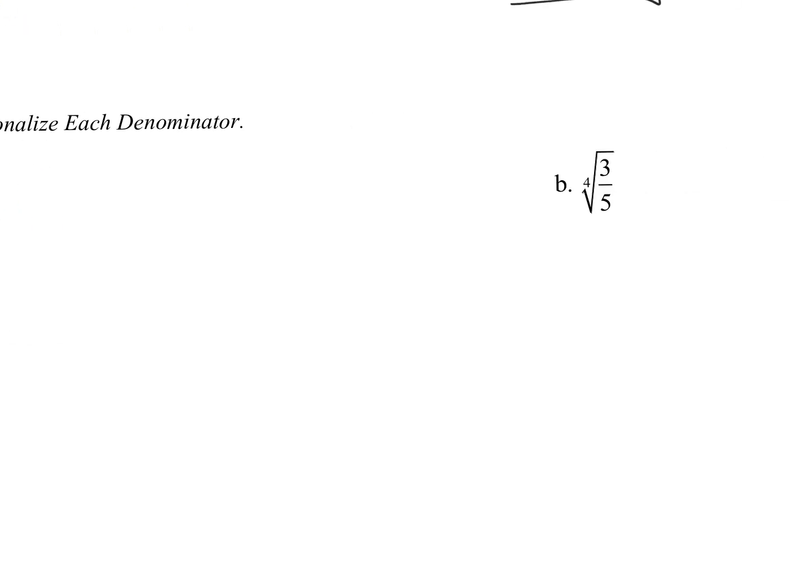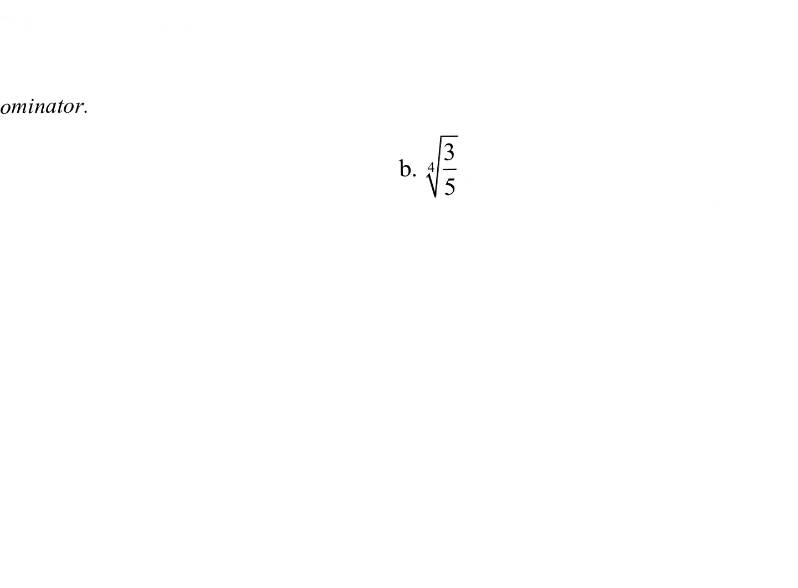Let's try the next one. I'm going to break the next one apart. So this is the same thing as the 4th root of 3 over the 4th root of 5. And this is what I was talking about a second ago. So right here, I have the 4th root of 5 to the 1st. I need 3 more to make the 4 and the 4 match.